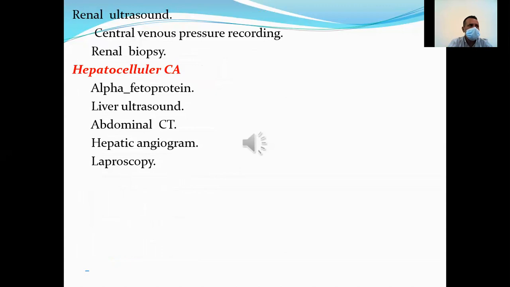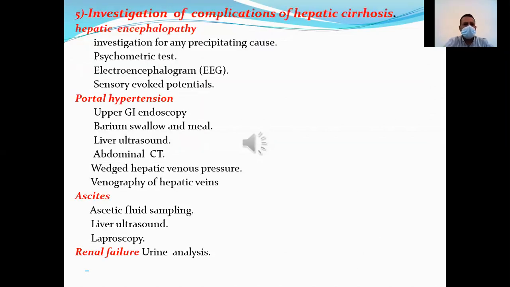Or we suspect the complication of hepatocellular carcinoma, which is a common complication of liver cirrhosis. We look for alpha fetoprotein, which increases in hepatocellular carcinoma. Or by ultrasound, to detect if there is a mass in the liver. Abdominal CT can also visualize hepatocellular carcinoma, hepatic angiography or laparoscopy of rare use. Investigation of the complications of hepatic cirrhosis.